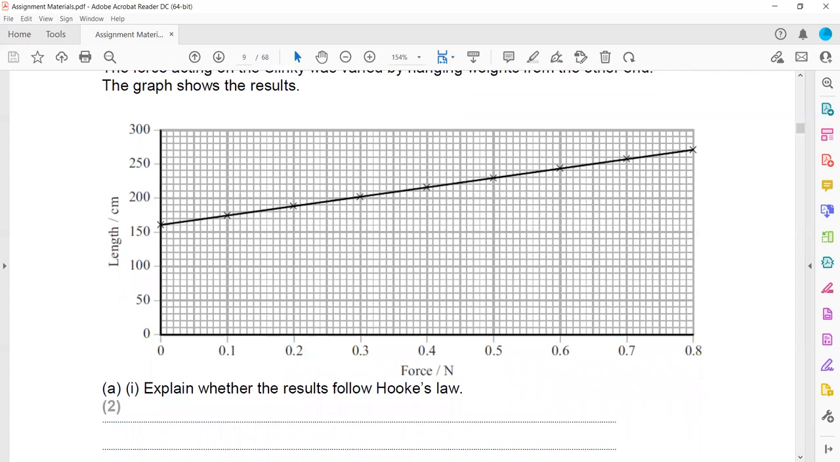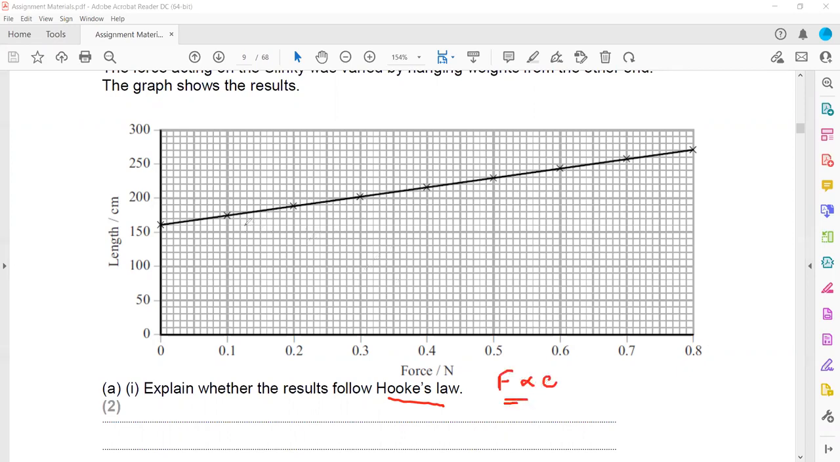So this graph is between force and length. The idea is that if something obeys Hooke's law, it should be a straight line passing through the origin. It is a straight line, but it is not passing through the origin. So force and length are not directly proportional. But Hooke's law is not stating that force and length are directly proportional. Hooke's law states that force and extension are directly proportional.